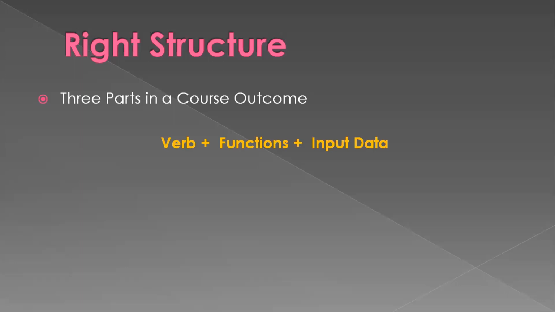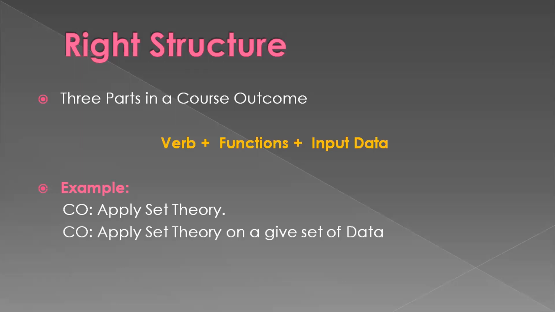First, always remember the right structure. A course outcome must contain three parts. I'm not saying it as a rule, but most course outcomes contain three parts: a verb, plus functions and input data. For example, somebody can write a course outcome like "apply set theory." It is not a meaningful course outcome. When you say apply set theory, on what should I apply it? That's why you should write "apply set theory on a given set of data."